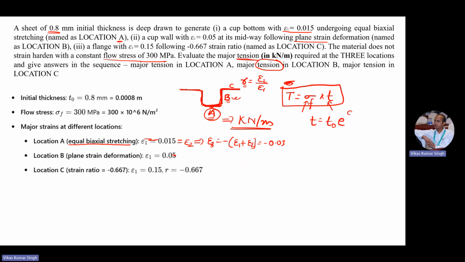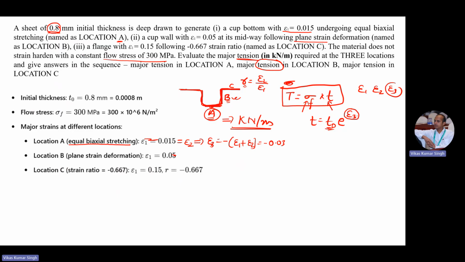e to the power epsilon 3. And epsilon 3 is the strain in the third direction. Like in plane strain, whatever major strains are there, epsilon 1 and epsilon 2, and in the thickness direction it is epsilon 3. So it is the exponential of the thickness strain into the initial thickness. The initial thickness is given here as 0.8. So this value is also given.